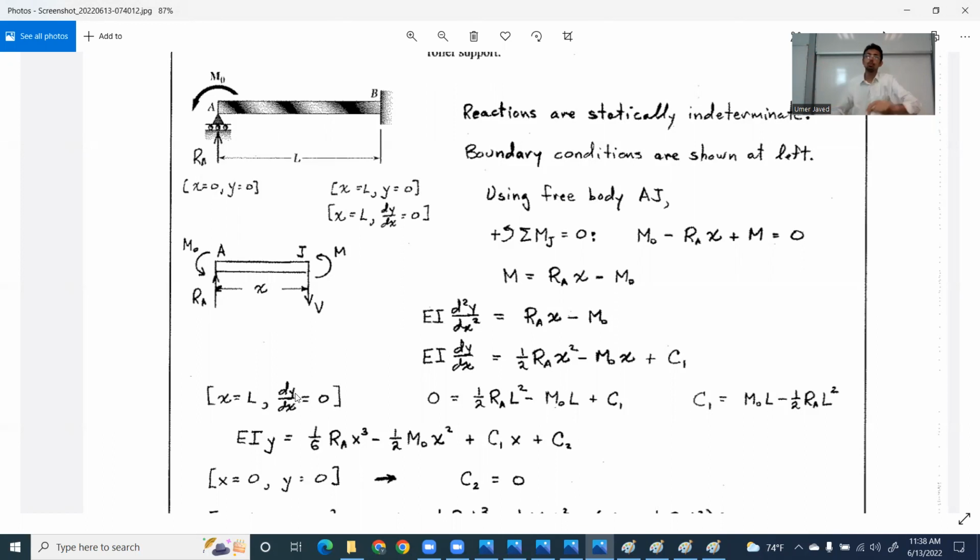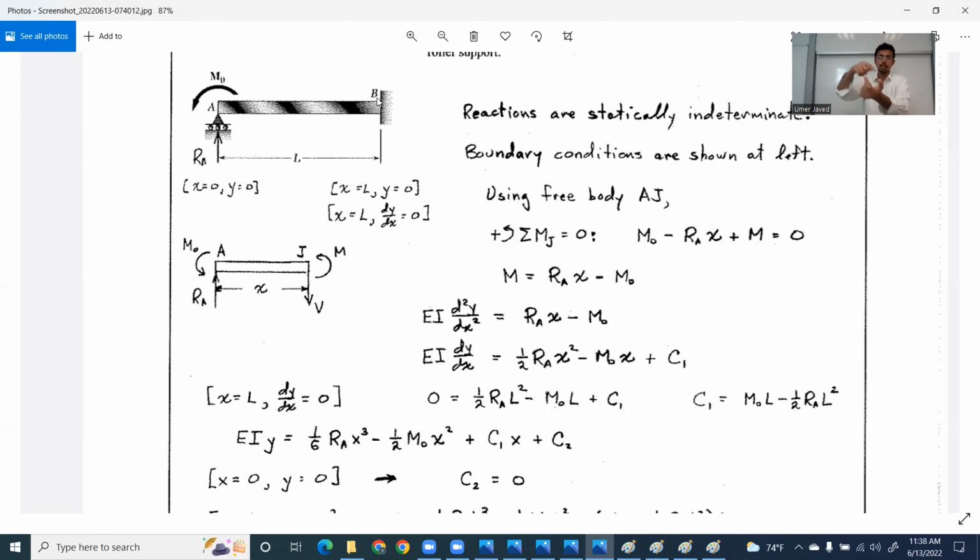Now, if we have any student who actually says, why are we even bothering to solve it like this? Oh, come on, why can't I just use statics principles? Okay, do it yourself. Summation of moment about point B equal to 0. You will keep on writing equation after equation.